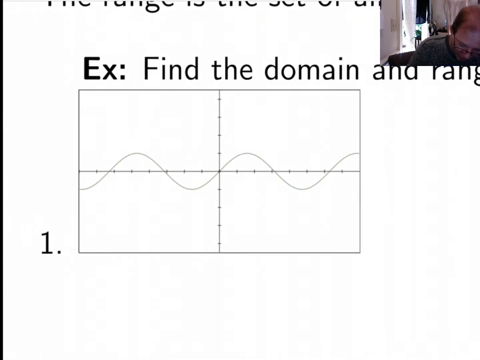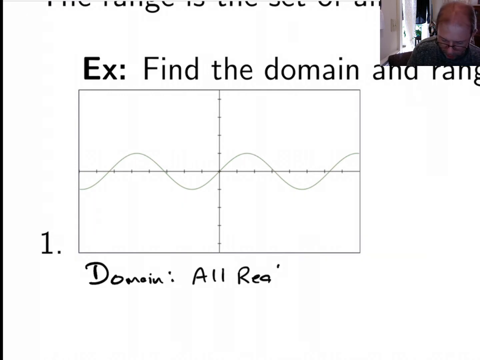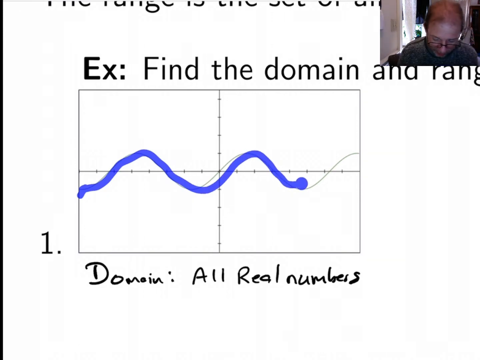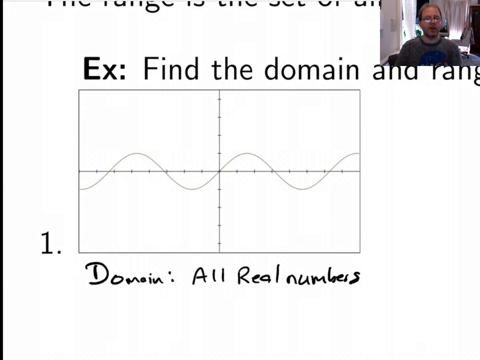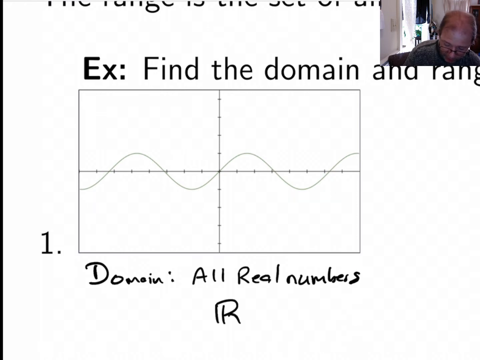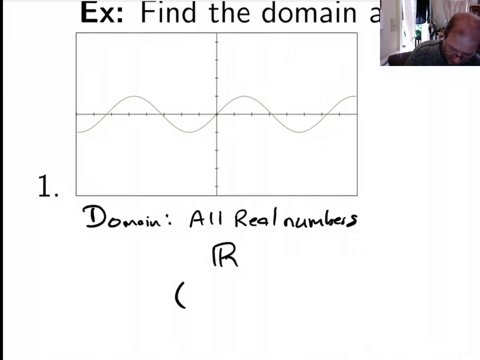The domain here is all real numbers. Because this graph goes from one side to the other and it keeps going forever. Maybe that's not totally obvious there, but the domain is all reals. We could write that as all real numbers. We could also write it using this special scripted R. Or if you wanted to write it as an interval, you could say everything from negative infinity to infinity.